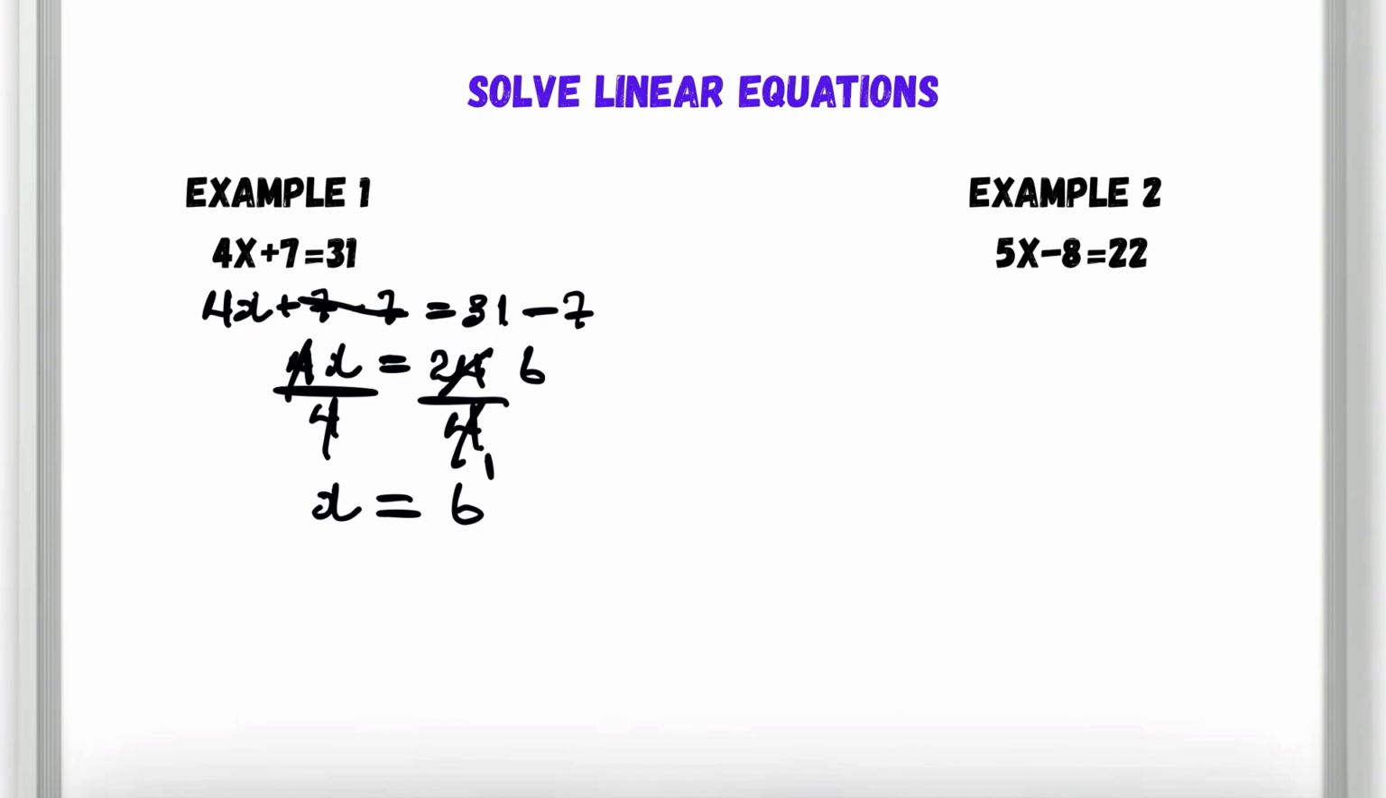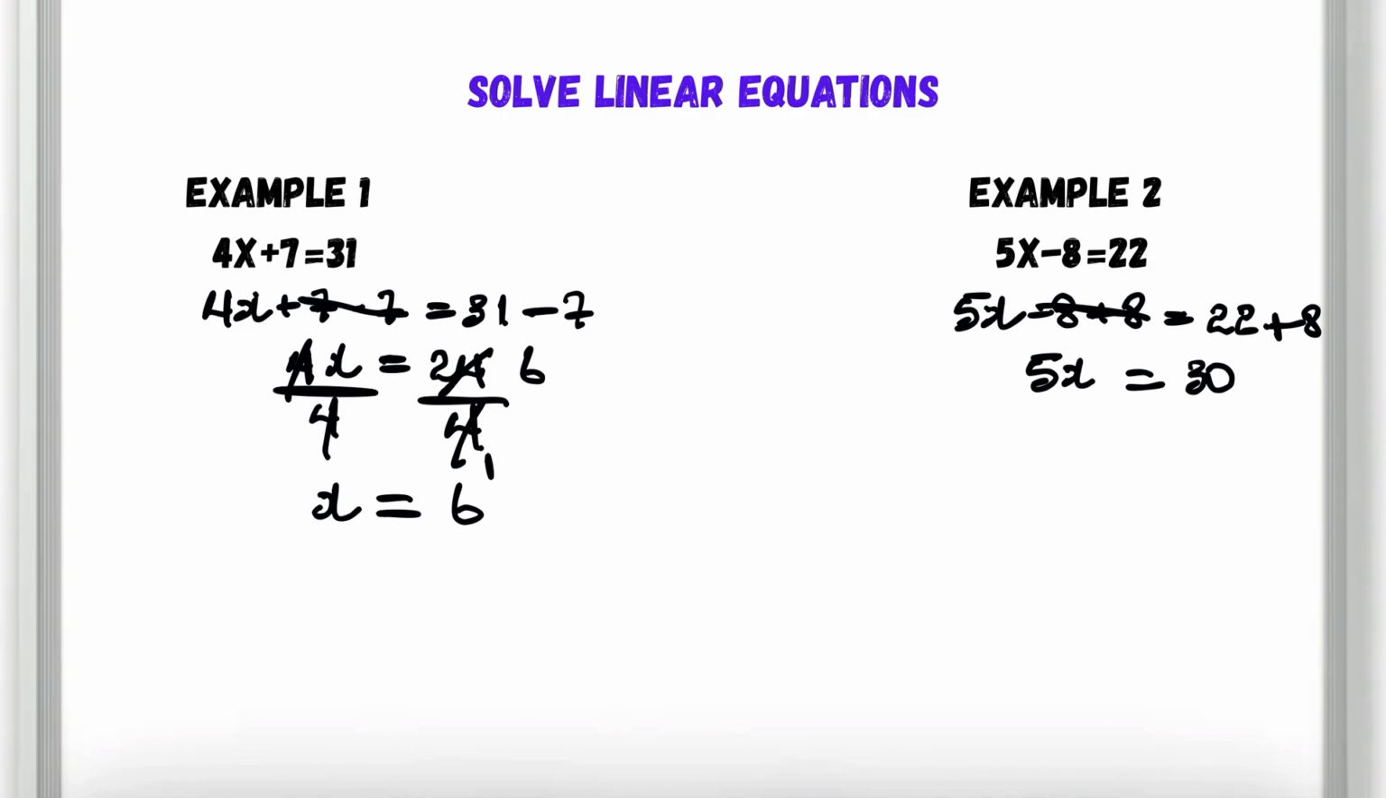Now let's look at example 2. We have 5x minus 8 is equal to 22. Now, since 8 is being subtracted, we're going to add 8 to both sides to undo it. So we're going to have 5x minus 8 plus 8 is equal to 22 plus 8. Next, we're going to be left with 5x is equal to 30.